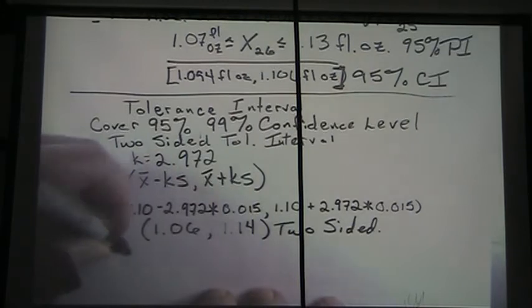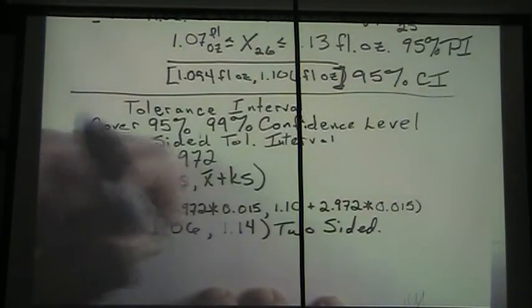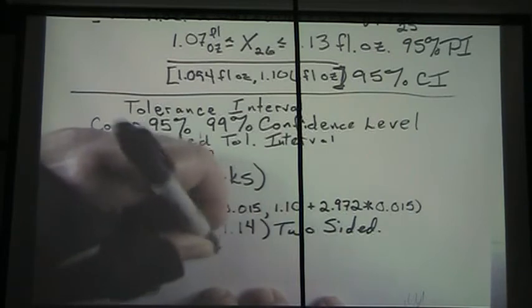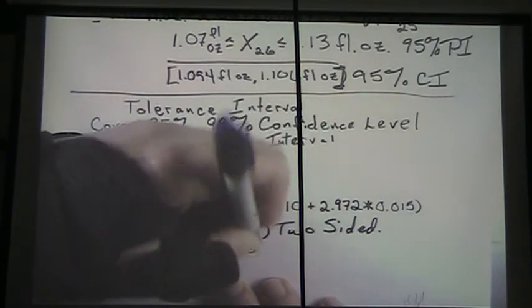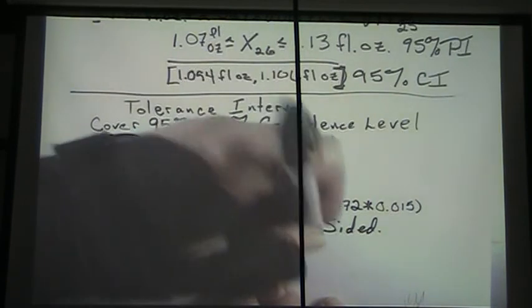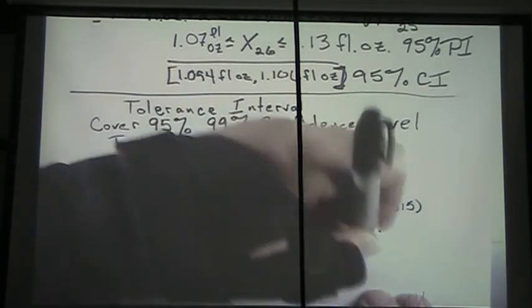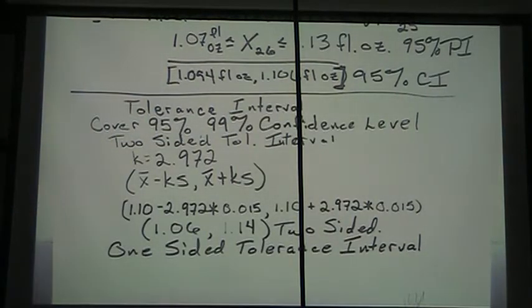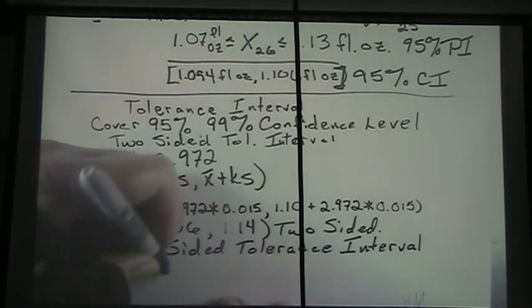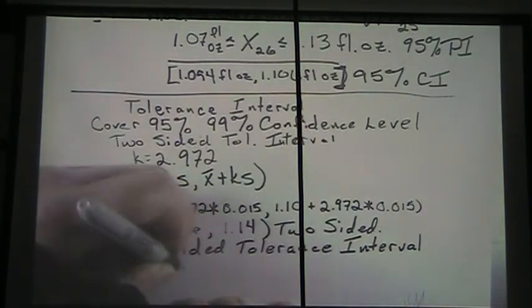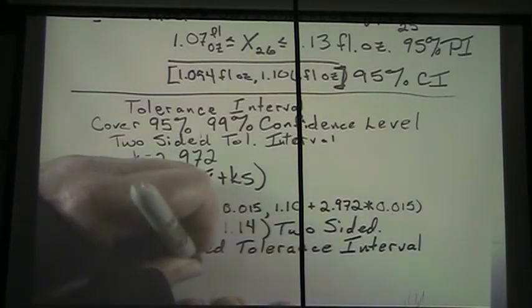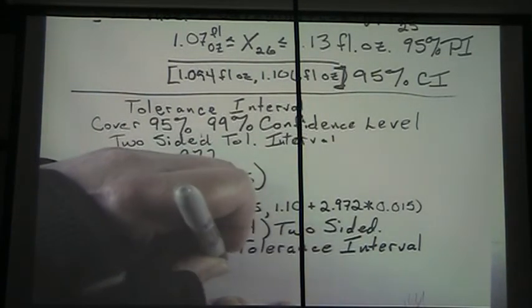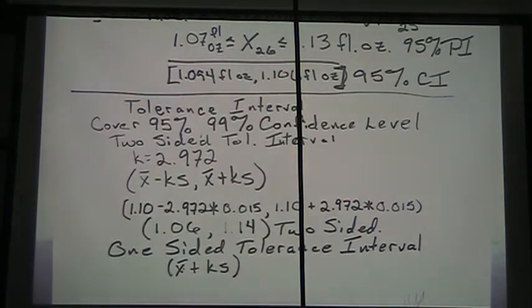But what if we want a one-sided tolerance interval using the same thing? Okay, well, because we don't want to give any more syrup than we have to our customers, we are going to work the upper side. So that's going to be X bar plus K times our sample standard deviation.